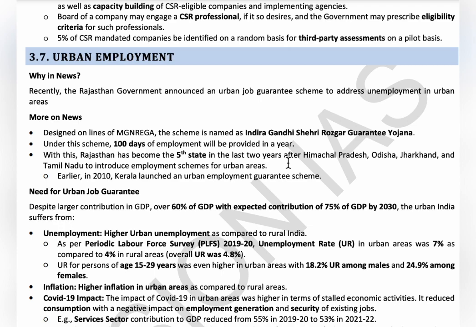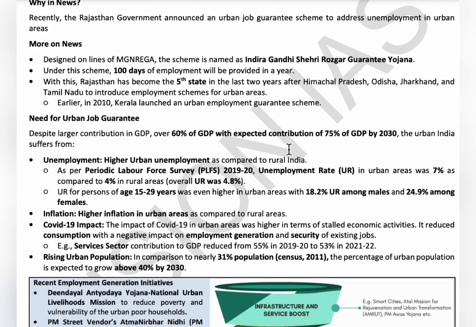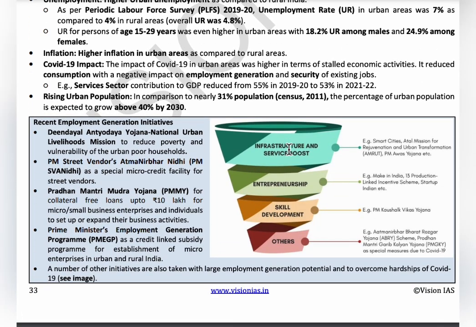So, as per the Periodic Labour Force Survey of 2019 to 20, the unemployment rate in urban areas is 7%, and in rural areas it is up to 4%. So, some other employment generation initiatives which were launched by India are Deen Dayal Antyodaya Yojana. It is a national urban livelihood mission launched to reduce poverty in urban areas. Next is PM Swanidhi. It is launched to finance street vendors during the crisis.